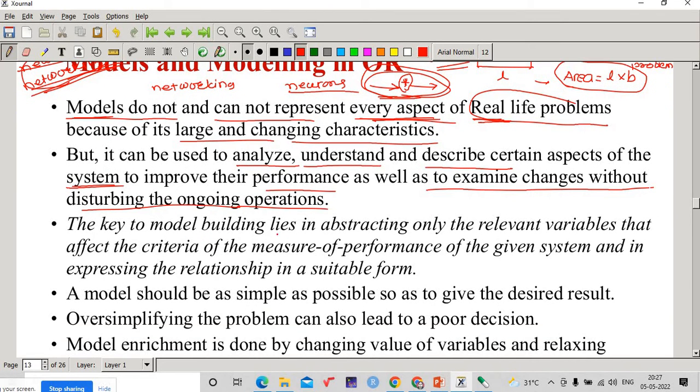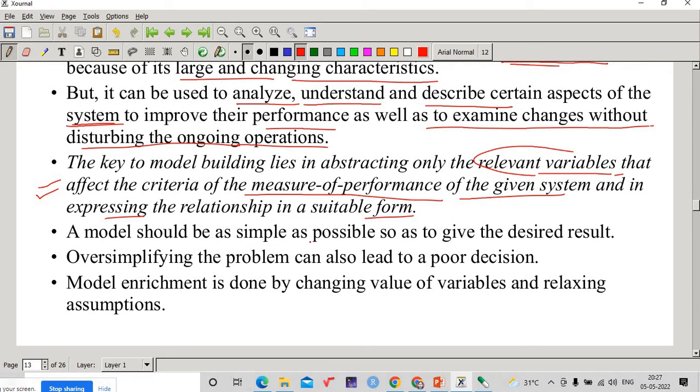The key to model building lies in abstracting only the relevant variables that affect the criteria of the measure of the performance of the given system and in expressing the relationship in suitable forms. Very formal definition. So what I am saying is that the aspects which majorly hamper the solution of the real life problem, we can address them. The least parameters, which will least hamper our solution, we will not consider. So the relevant variables have that particular meaning.